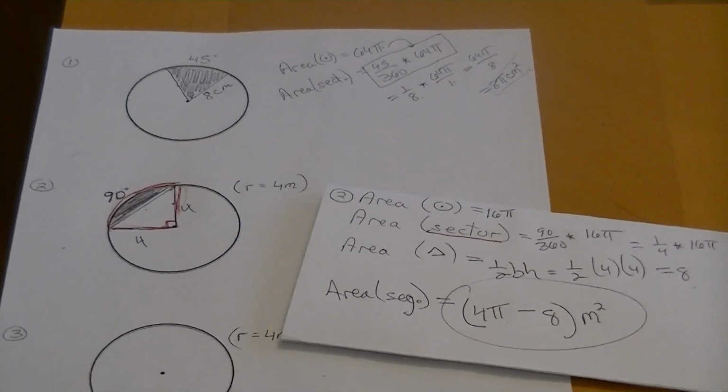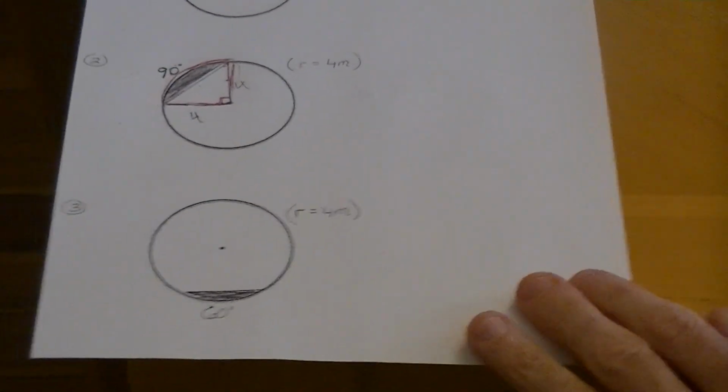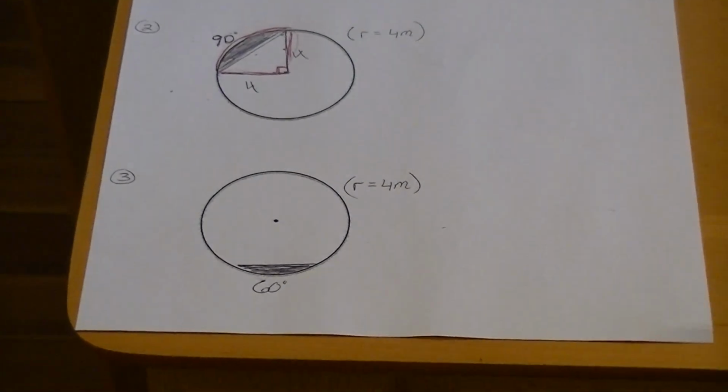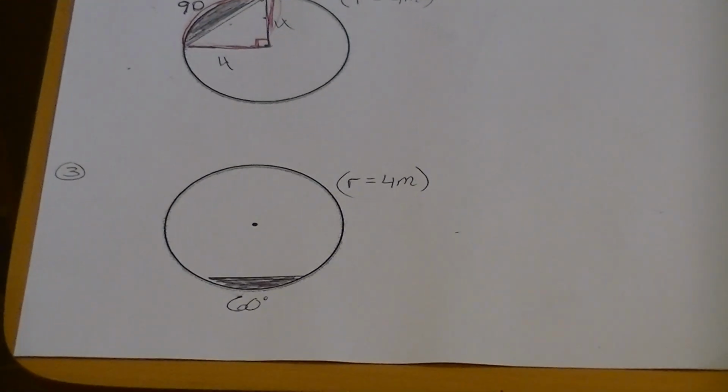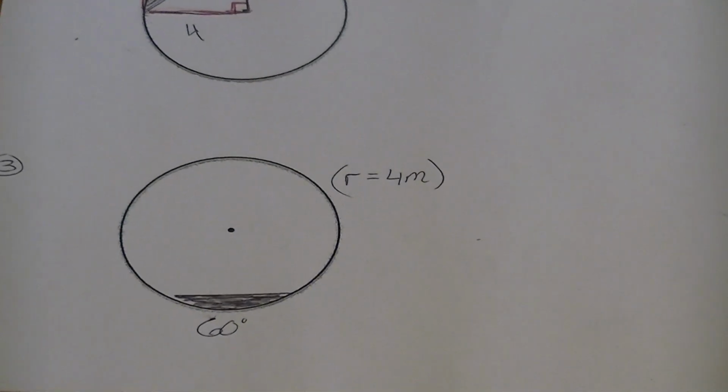All right, so I want you to try number 3 on your own, and there's one more coming after this. Here's number 3. You can get a nice tight shot. And hit the pause button.